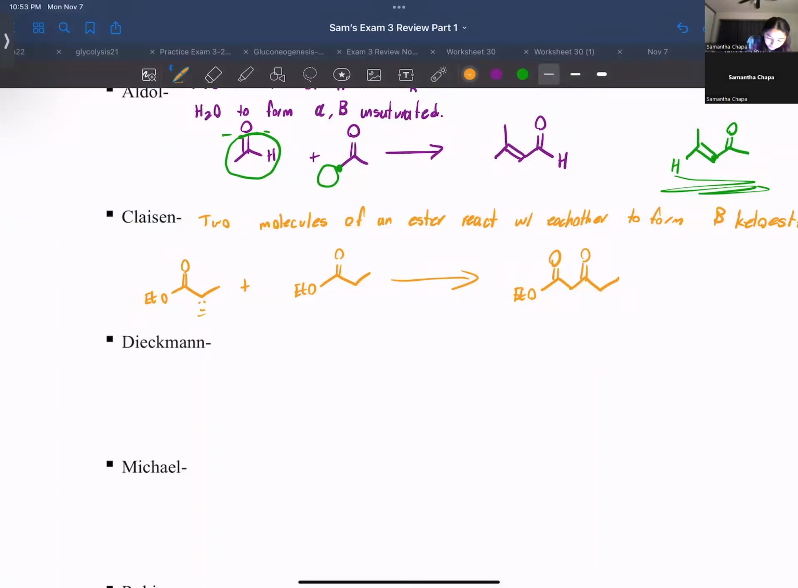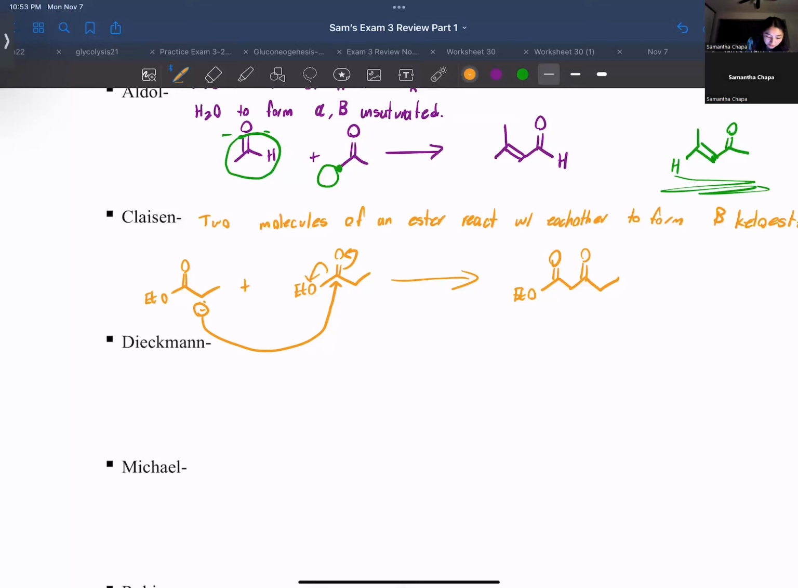At this alpha carbon, I'm going to deprotonate the hydrogen, right? And so this hydrogen is going to come in and attack right here. And then we do our thing, right? So we know that the EtO is a good leaving group. So when we reform the carbonyl, this thing is going to leave.